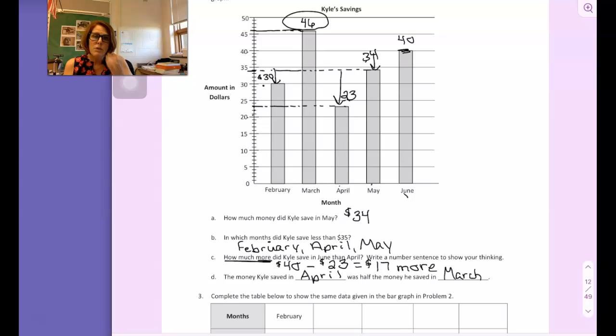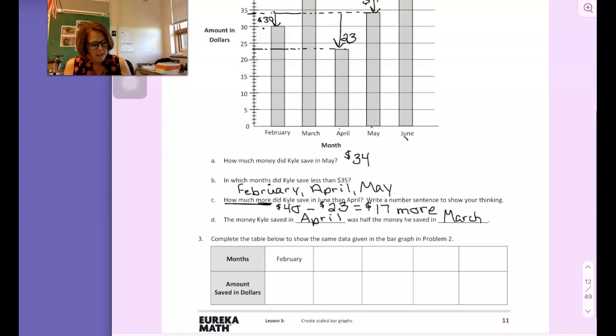Now, because we wrote those amounts up there on the bar graph, we already did part of number 3. Complete the table below to show the same data given in the bar graph in problem 2. So I'm going to go ahead and fill in my months, February, March, April, May, June, because it says months. So we're going to fill in the months. And then the amount in dollars.